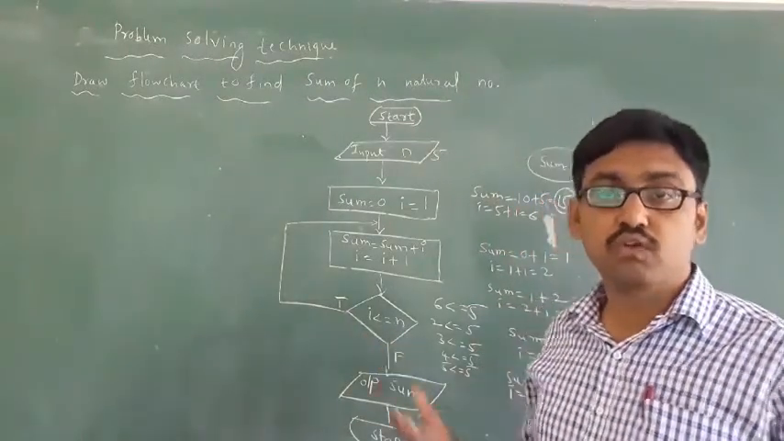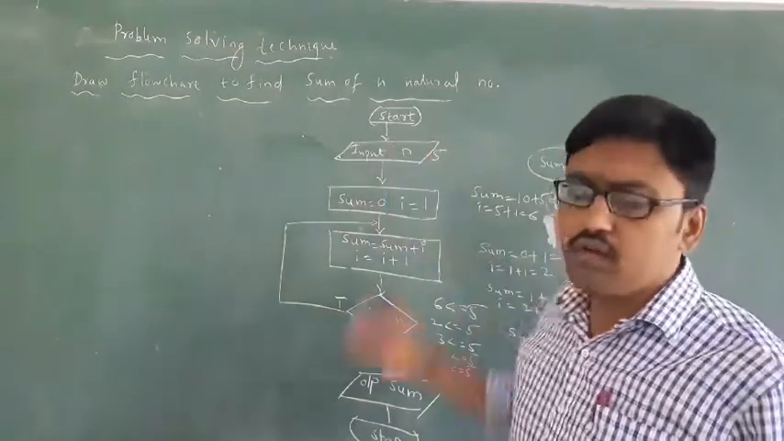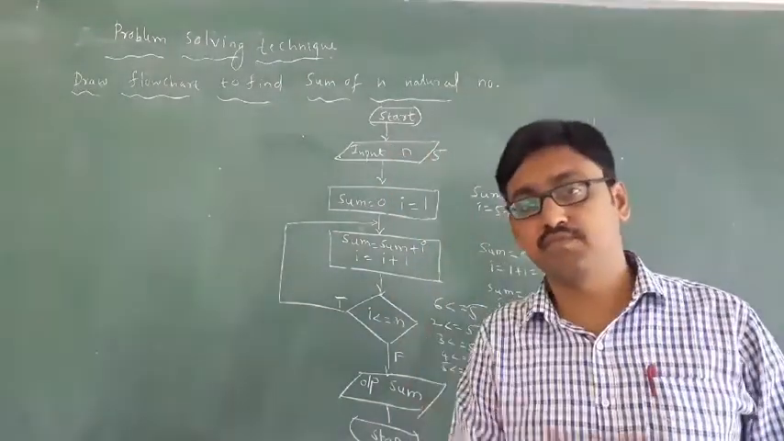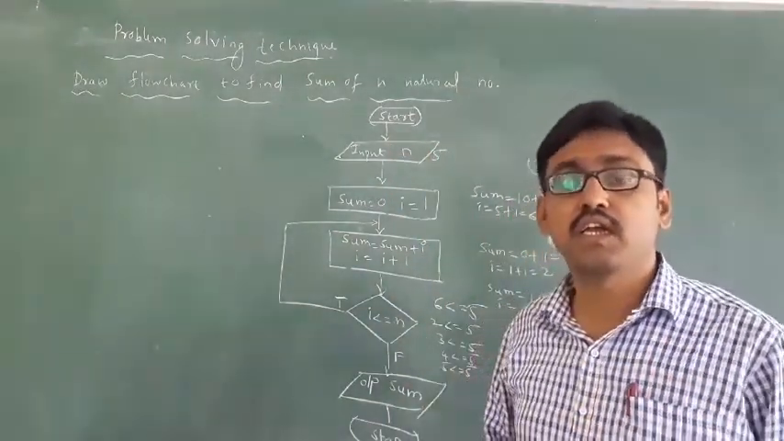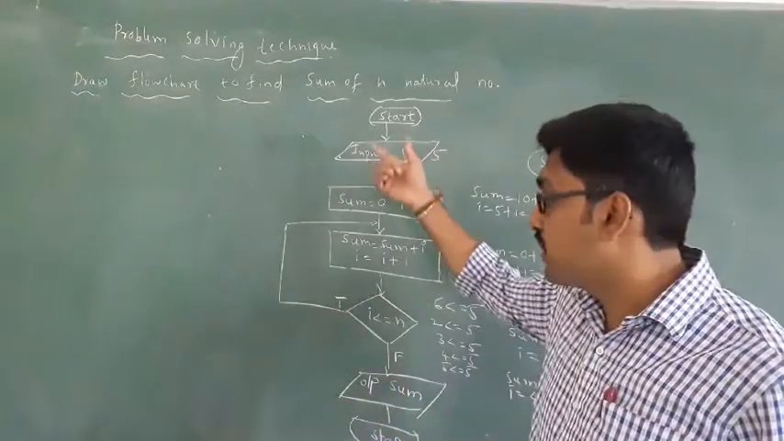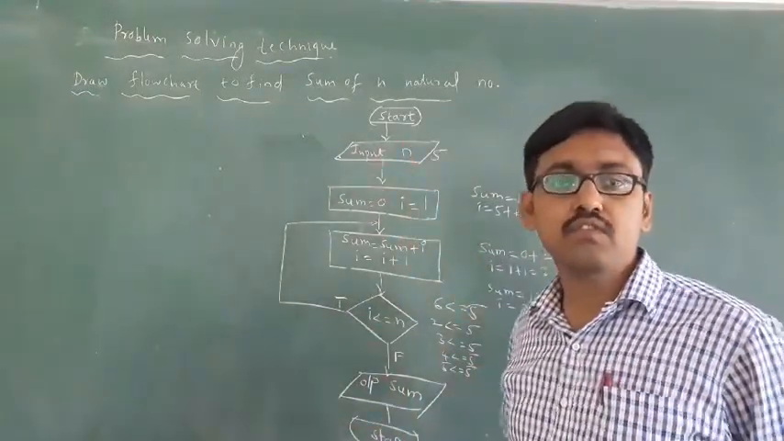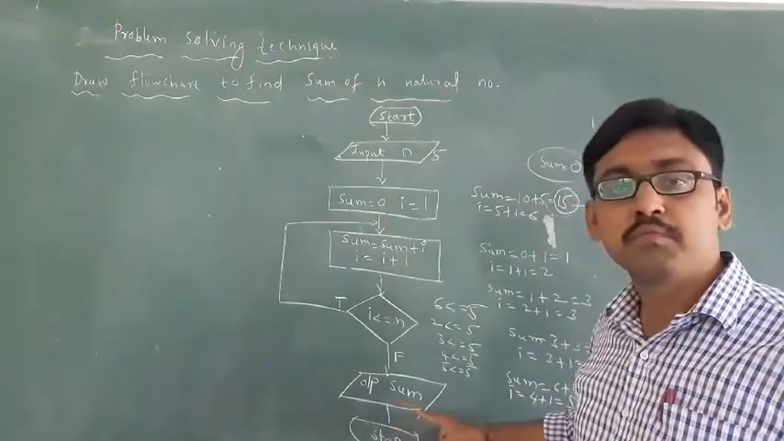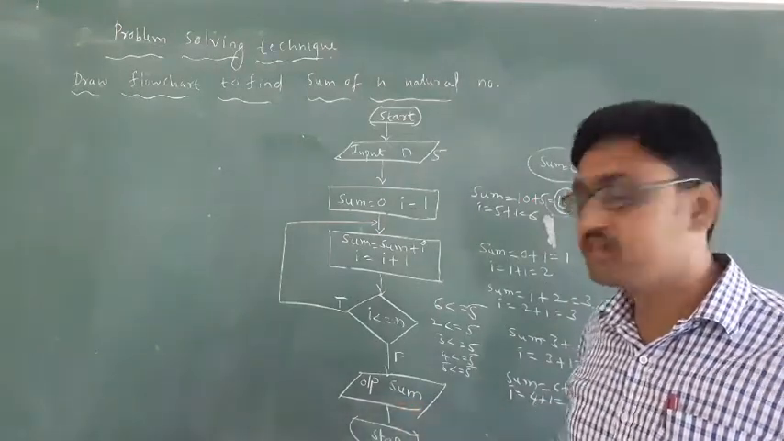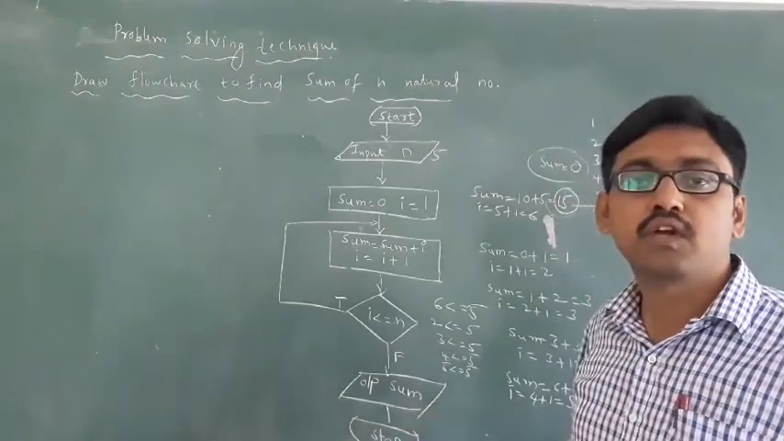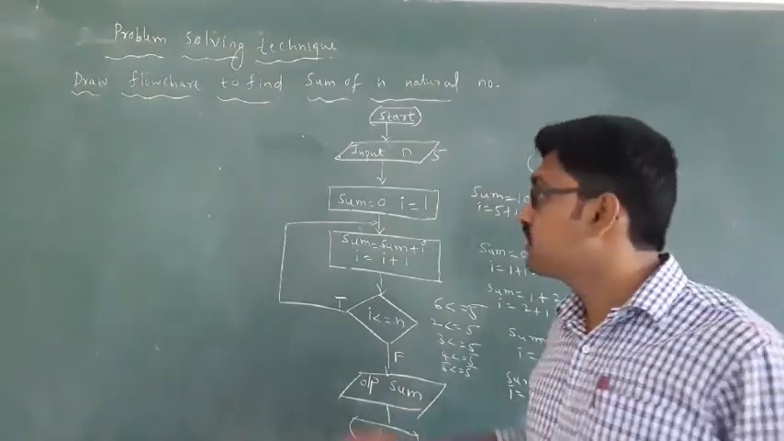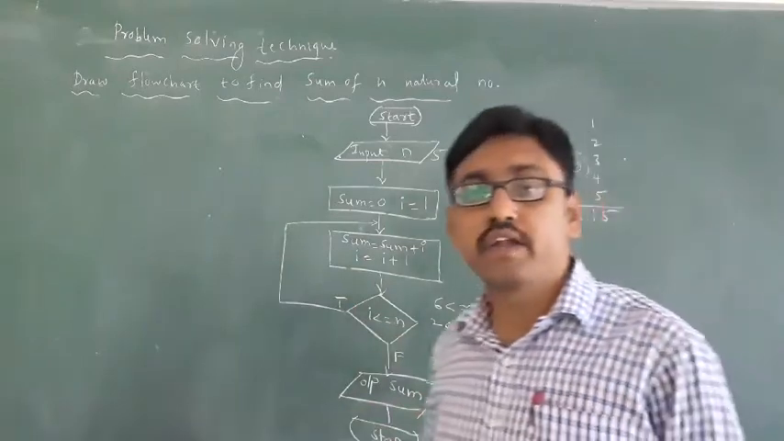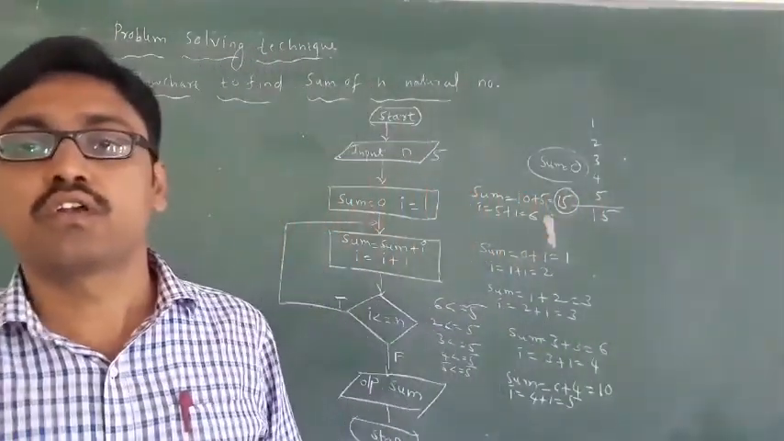Okay, through the flow chart, this is how to solve this problem. Almost 6 times, not 5, they have asked it for 5 marks in the annual examination. You have to practice this neatly. See, output sum, then stop. This is our output sum. Okay, then stop. This is how to draw a flow chart to find the sum of n natural numbers.